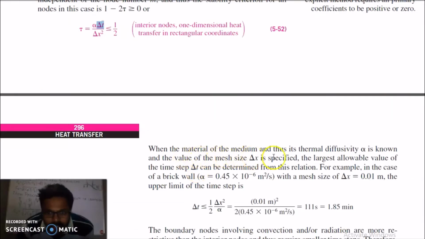When the material of the medium and its thermal diffusivity alpha are known, this value is known, and the value of mesh size del x is selected. Say del x is taken as 0.01. If you put in the values of alpha and del x, you will get that del t should be less than or equal to half del x square by alpha, which here is 1.85 minutes.